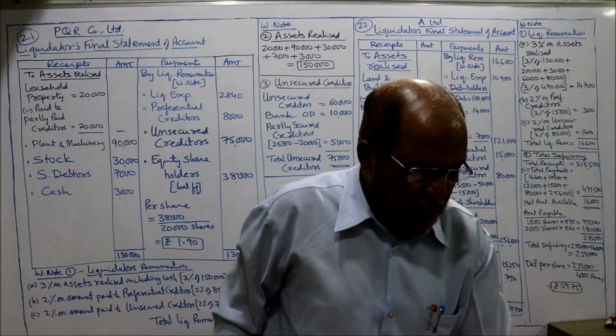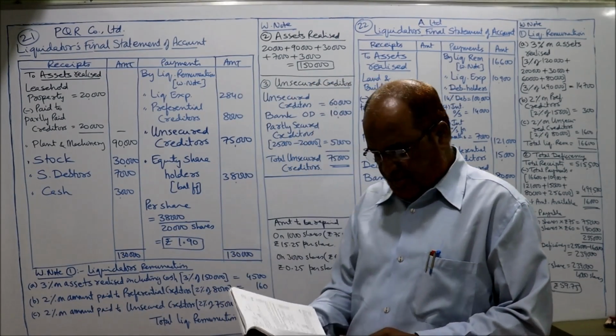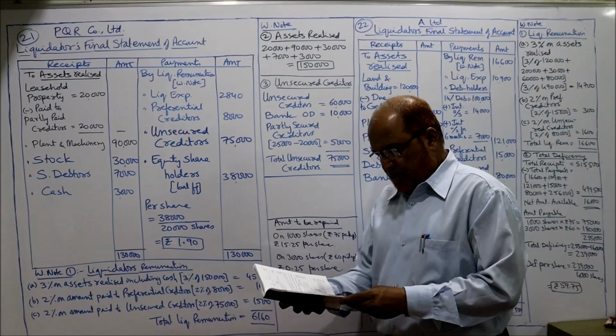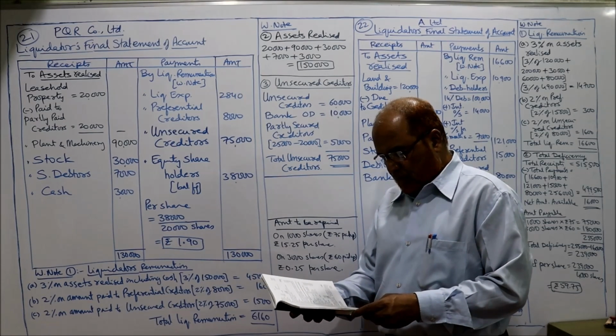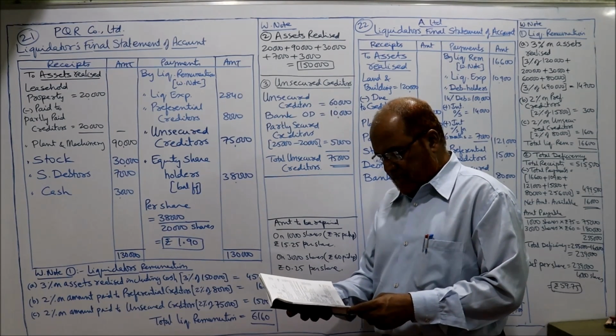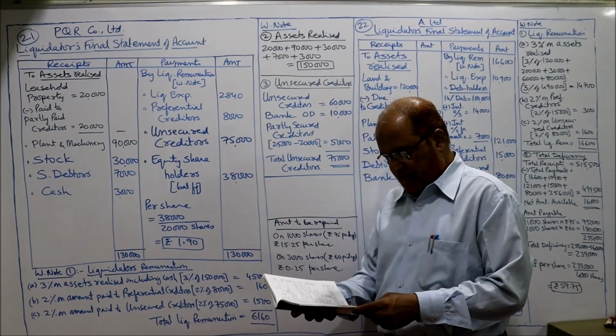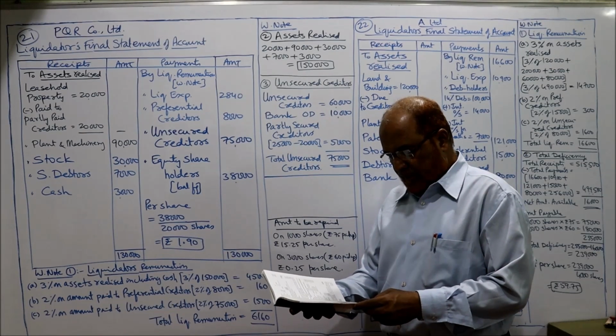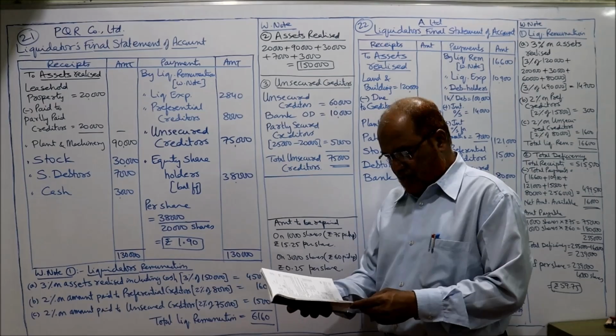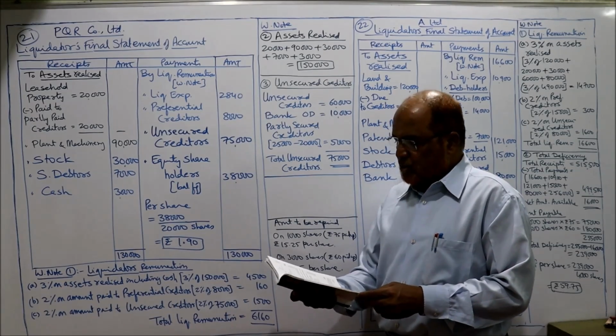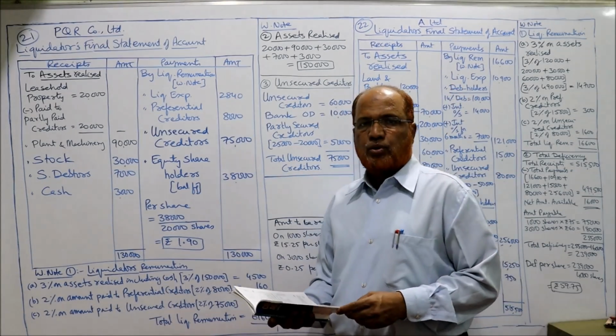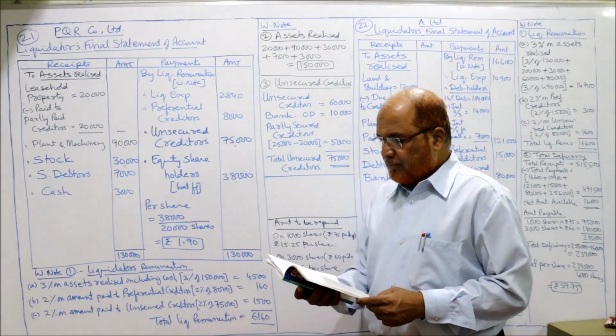Now we'll start problem number 21. See the 21st problem. PQR Company Limited went into liquidation on 31st December 1995 and the following balance sheet was prepared. Share capital issued and subscribed 20,000 shares of 10 each, fully paid 2 lakh. So we have only equity share capital, we don't have preference.